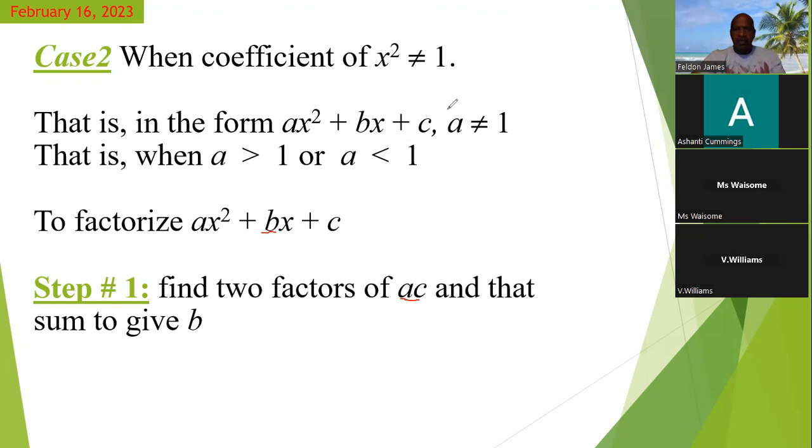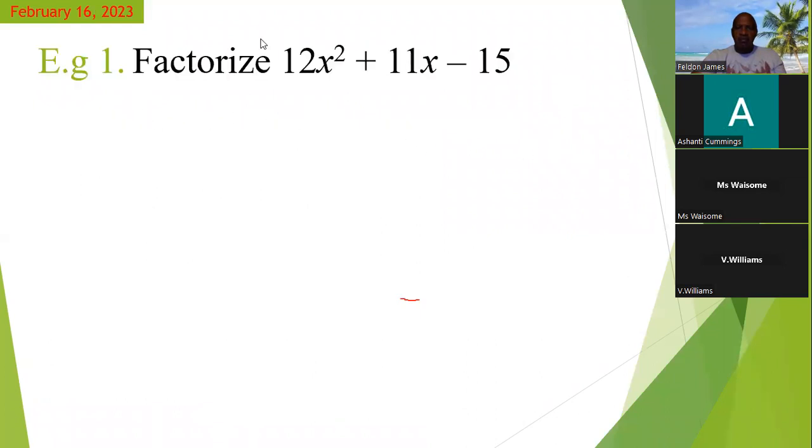All right, so we are just going to go through these steps, look at the example once more, and then we're going to jump right into the questions. All right, so step 1, find two factors of AC. And the two factors we are looking for, when we add them, should give the sum b. All right, so that's step 1. Step 2 now, we're now going to apply what we know to this example.